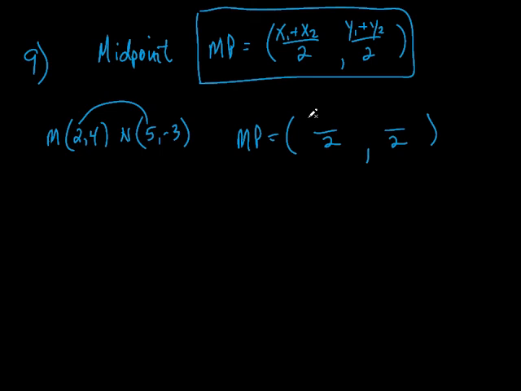So 2 plus 5, I'm going to put it right there. So I took the x's and I added them together. Then I take the y's and I add them together. 4 plus -3, or just 4 minus 3. Now we just work this out. 2 plus 5 is 7 over 2. 4 minus 3 is 1 over 2. And that's your answer right there.